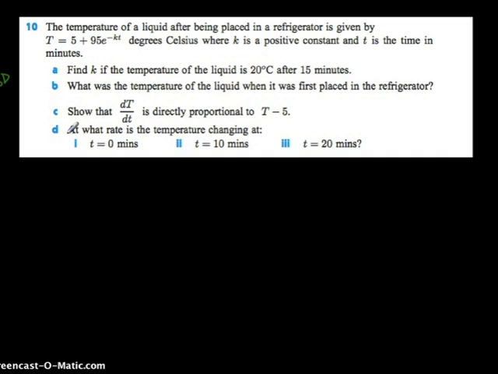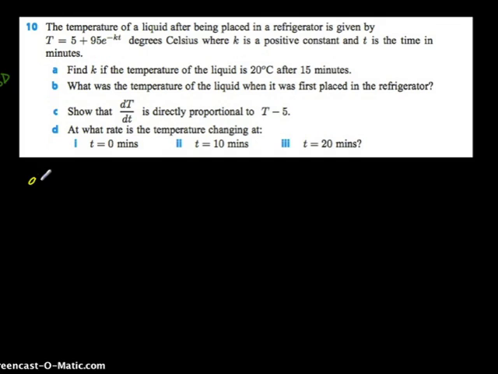Then once we get to part C, that's where they want us to take a derivative and show in this case that it's directly proportional to our original function minus 5. Then for part D, they want us to look at the rate of change for the temperature at time equals 0, time equals 10, and time equals 20. So let's go ahead and get started with part A, finding k. And once we find k, we'll be able to use that for each of these parts, B, C, and D.